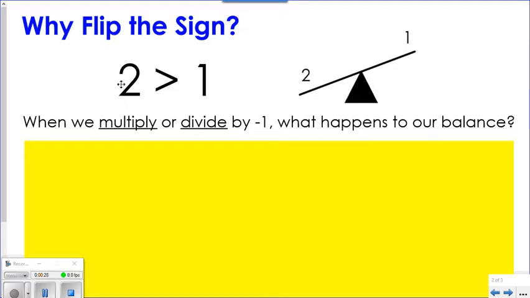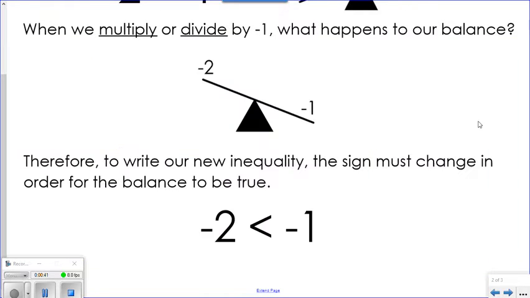So if we look at this example, we know that 2 is greater than 1. If I were to set 2 and 1 on a seesaw here, 2 is greater, so it's going to balance down. But if I multiply both sides of that seesaw by -1, now my balance is shifted. Even though 2 is a larger number, when we make it negative, it's further away from 0, so its value is actually less than that of -1. In order to correct the balance, we have to flip the inequality symbol around to reflect this change. And that's why anytime we multiply or divide on both sides of an inequality by a negative number, we have to flip the sign in the middle.